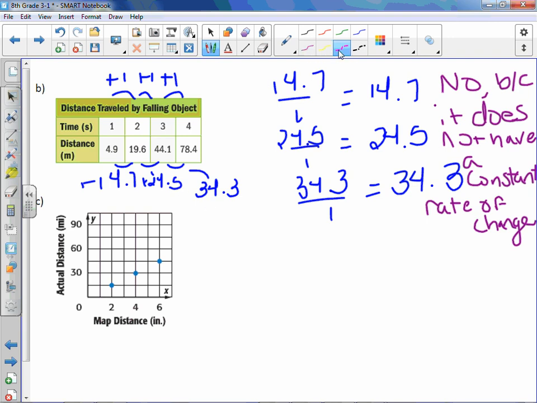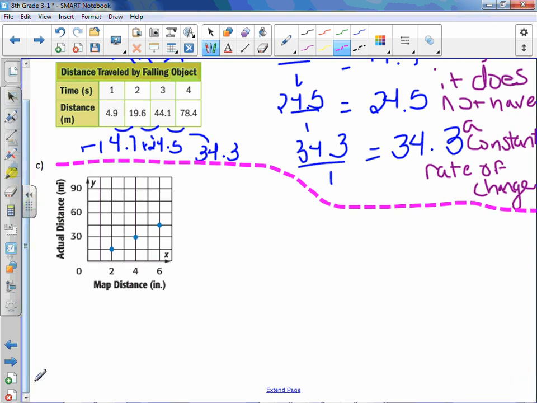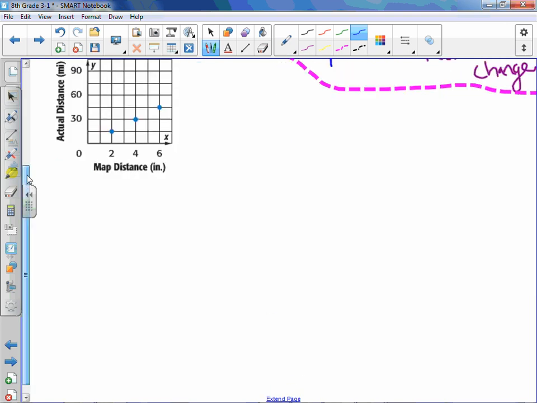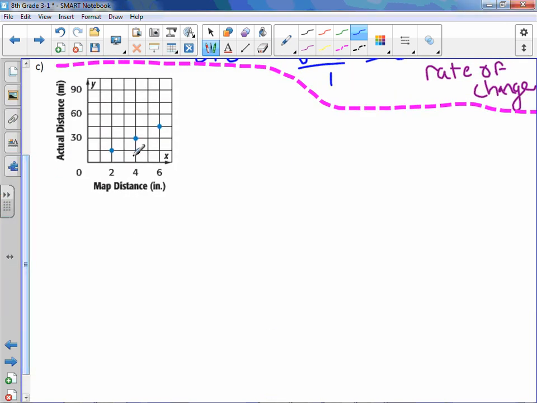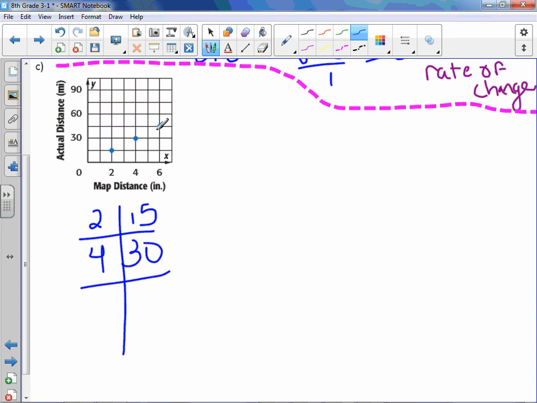Letter C. Again, I want you to create a table of values here. This is at 215. Yep, looks like it counts by 15s. So 215. The next point looks like 430. And the last point looks like 645.